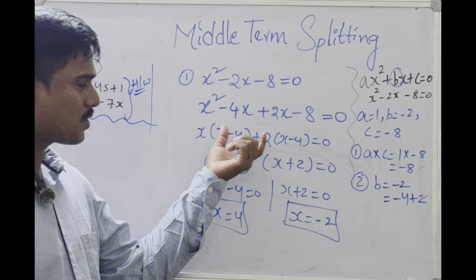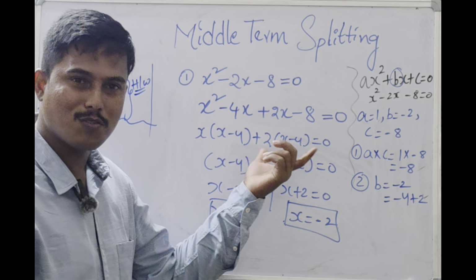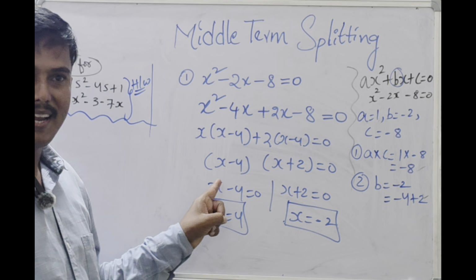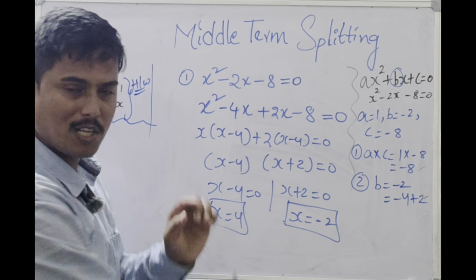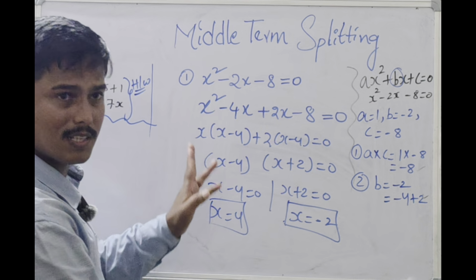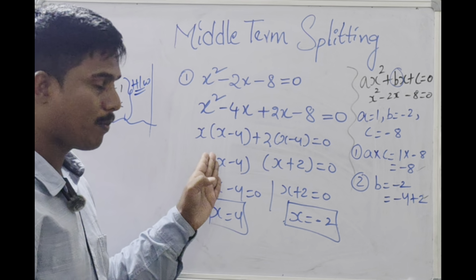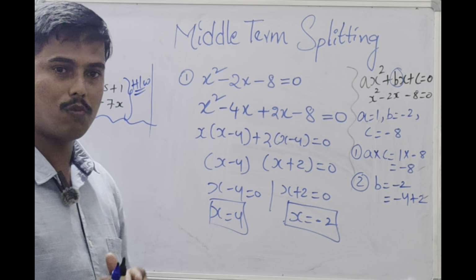Again, over here, x minus 4 and x minus 4. So this is common, taking it out. So x minus 4 of. When you close x minus 4, what is left? X is left and plus 2 is left. So x minus 4 of x plus 2 equal to 0.